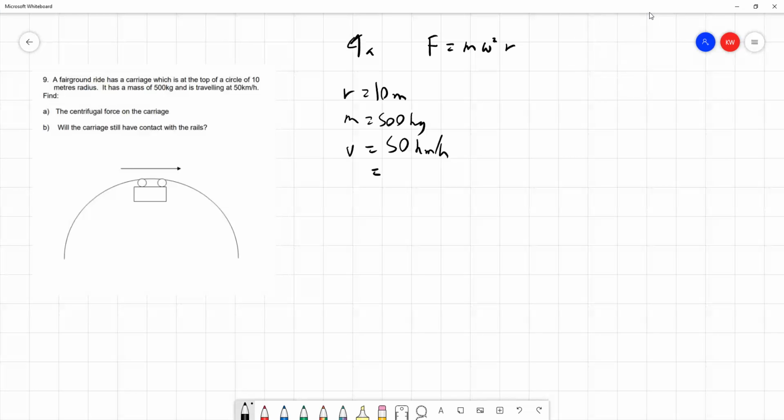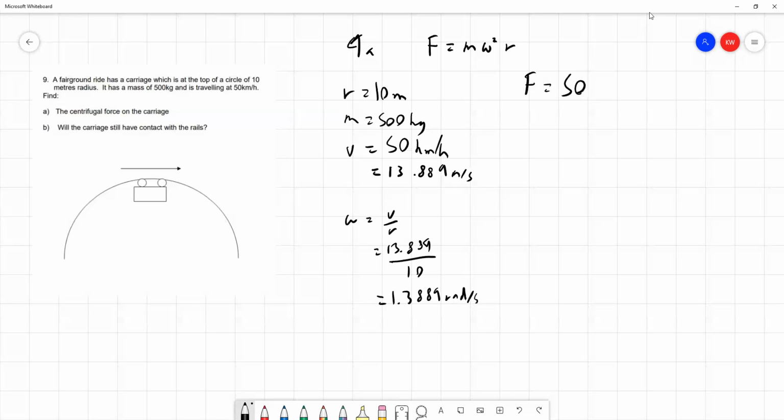So let's convert 50 kilometers per hour into meters per second. The conversion factor is to divide by 3.6. The reason for that is we're multiplying by 1,000 and then dividing by 3,600 for our two unit conversions. And this gives us 13.889 to 3 decimal places, and that's in meters per second. So omega is equal to V over R, which is equal to 13.889 divided by 10. And without a calculator, we can work this out as 1.3889 rads per second.